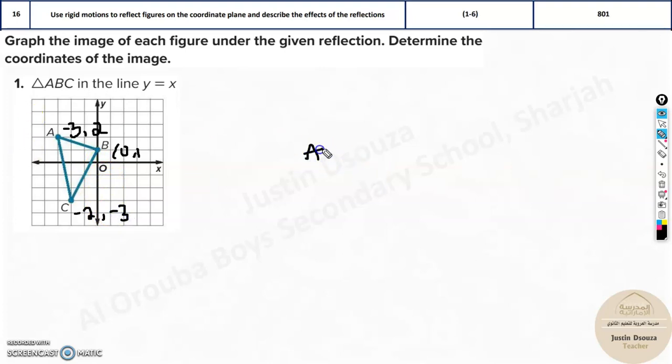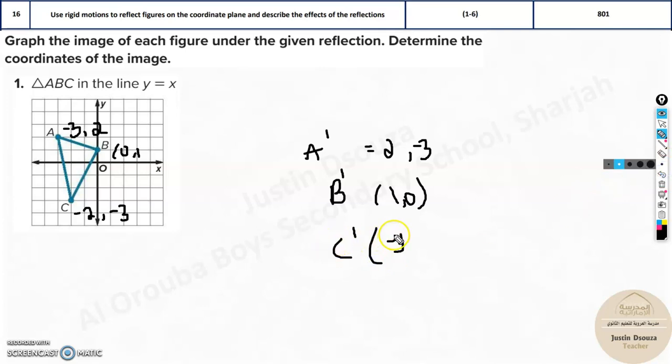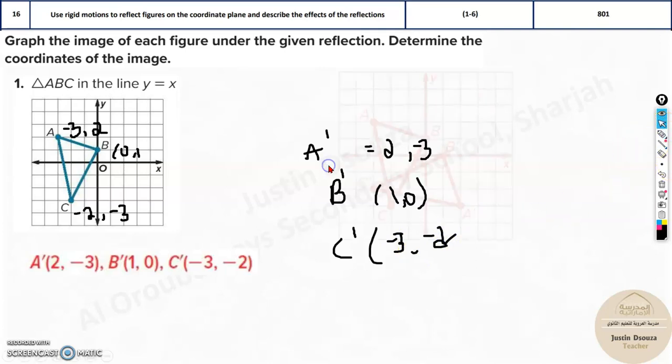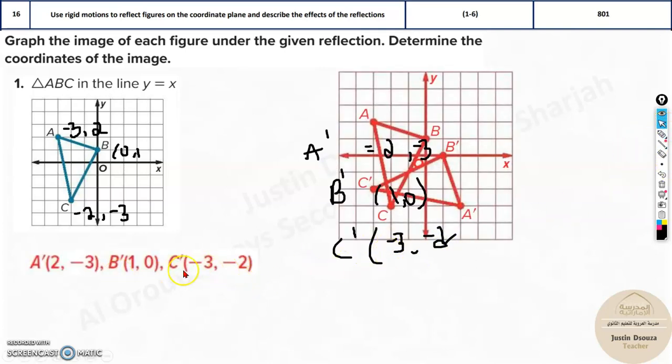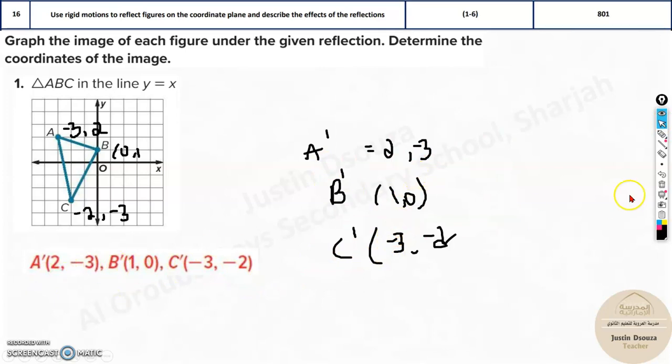So the coordinates of A dash would be 2, comma minus 3. B dash would be 1, comma 0. And lastly, we have C dash to be minus 3, comma minus 2. So this is it. Sorry about my writing. This is the answer. You can see that they are the same answers.